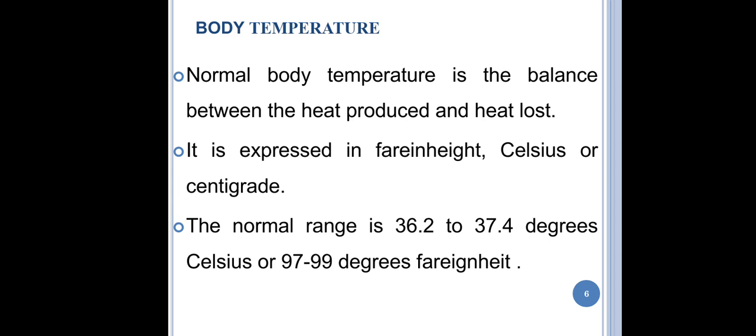Now, temperature can be taken in two units. One is Fahrenheit and the other is Celsius. Of course, they also call it centigrade. So the normal range temperature in degrees Celsius is about 36.2 to 37.4 degrees. You should take note of this. This is the normal range. And then, if you convert this temperature to Fahrenheit, you find that it is 97 to 99 degrees Fahrenheit.